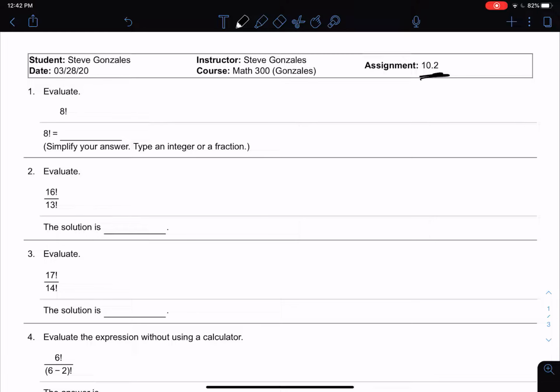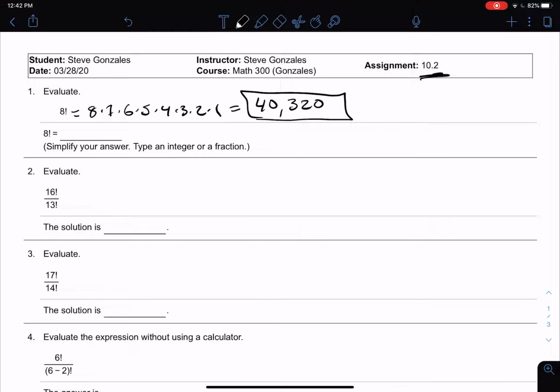Okay, here's the first one, evaluate. This is 8 factorial, which just simply means 8 times 7 times 6 times 5 times 4 times 3 times 2 times 1. And when you multiply all that together, we get 40,320, and so that's the answer.